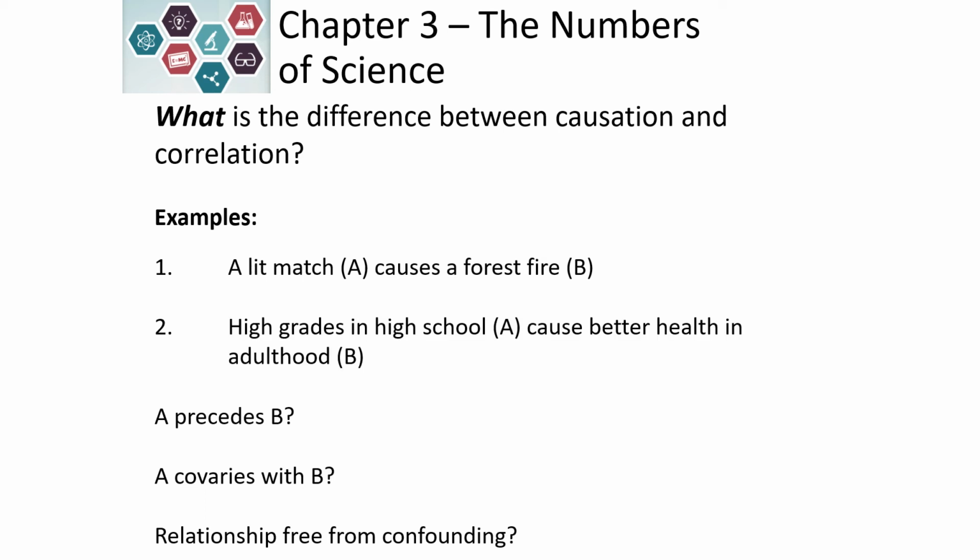How about high grades in high school cause better health in adulthood? Well, high school does precede adulthood, so A precedes B. There are studies that show that A covaries with B, so it's more likely to have better health if you have high grades in high school. But is it free from confounding? High grades in high school do not necessarily cause better health, but it could be related. More sources are needed. It is not free from confounding.